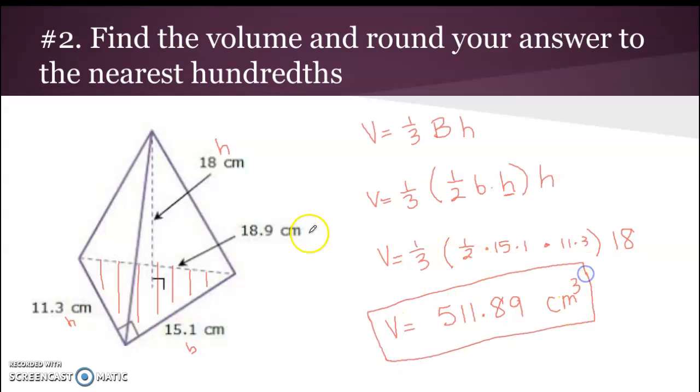Now this had a lot going on. There was a lot of numbers. Now be careful. This guy, I didn't even use it. It's just there for decorations, right? So be careful. Just like the previous example, we replaced the big B with length times width because it was a rectangle. Here, I replace it with half base times height because it was a triangle.